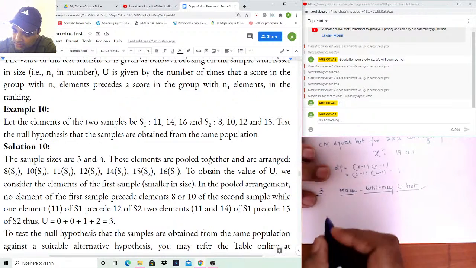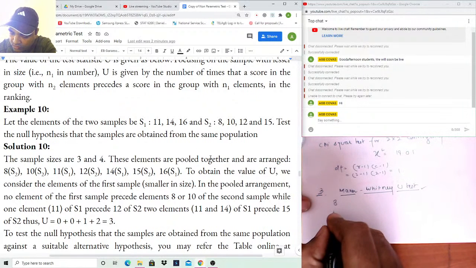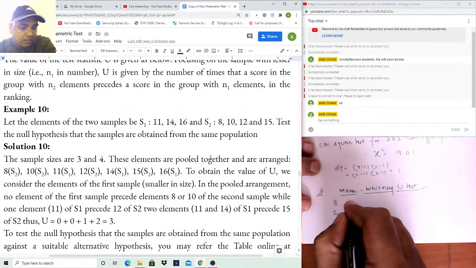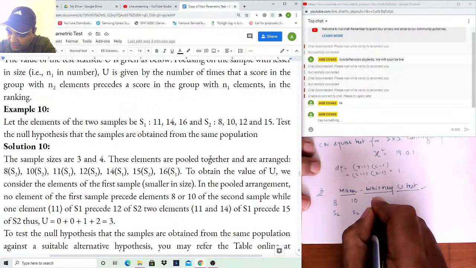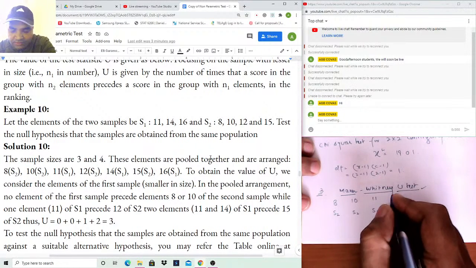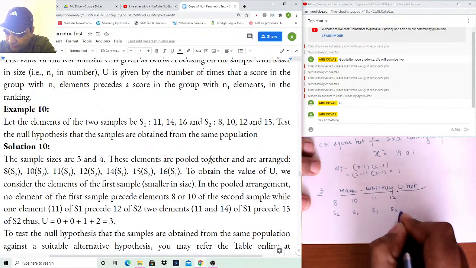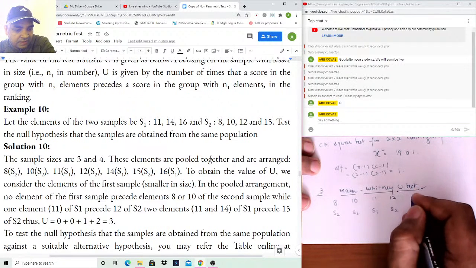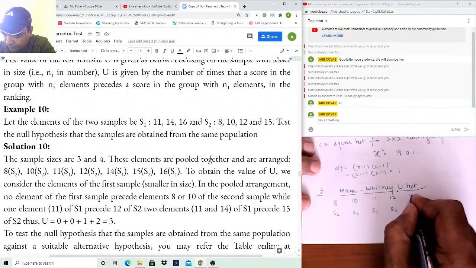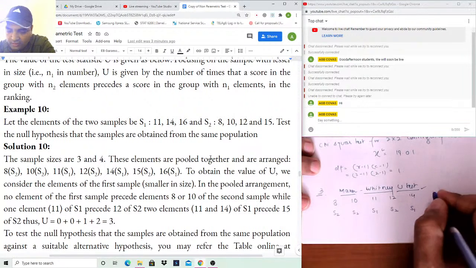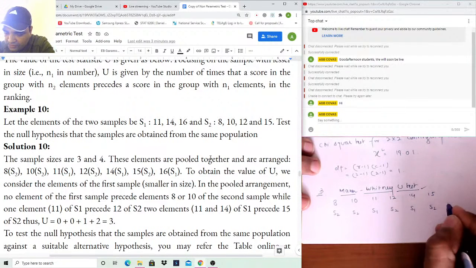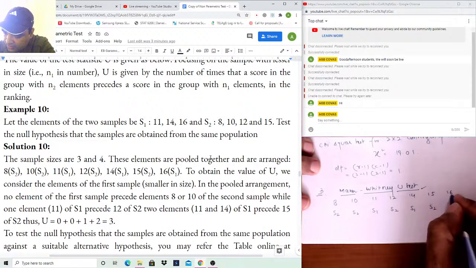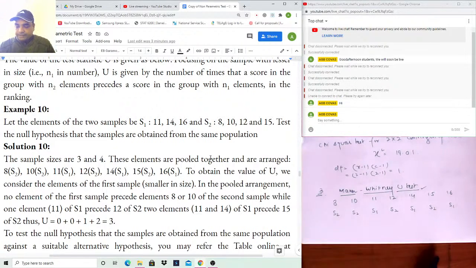How are they arranged? 8 is obtained from S2. Then greater than that is 10, which is also S2. Then we have 11, which is from S1. Then we have 12, which is S2. Then we have 14, which is S1. Then we have 15, which is S2, and then we have 16, which is S1, right?